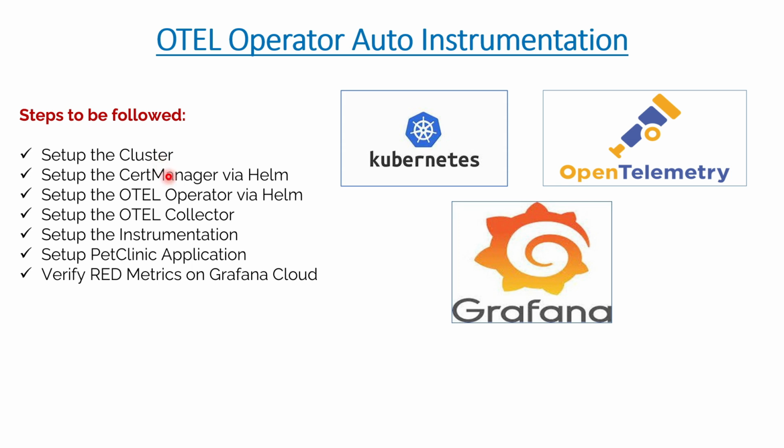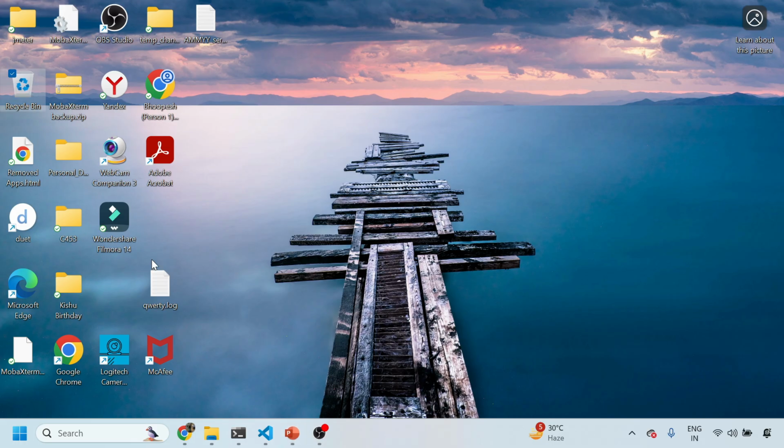We'll be installing Cert-Manager using Helm. We'll be installing the OTel operator. Now this is a custom resource definition that the OpenTelemetry community has created, which will take care of your instrumentation. Today we'll be installing it with the help of a Helm chart. Then we'll be setting up the collector for collecting the data, especially the metrics and traces. Then we'll be installing the instrumentation, and we'll be setting up a Petclinic application, which will get auto instrumented, and then we'll be sending the data to Grafana Cloud or any other open source LGTM stack that you have. Okay, so let's get back to the action.